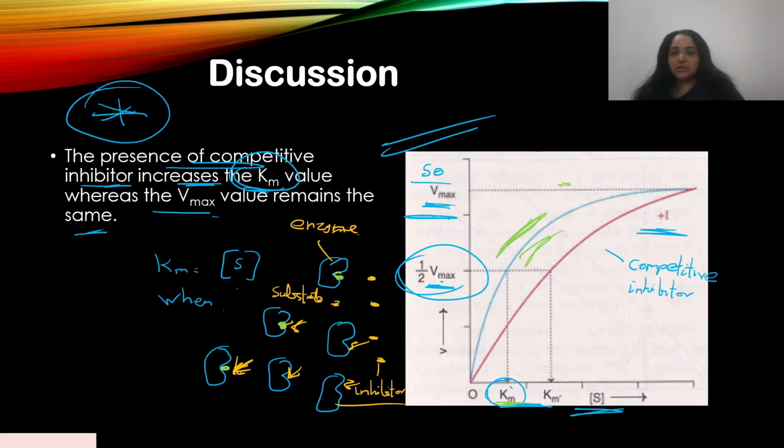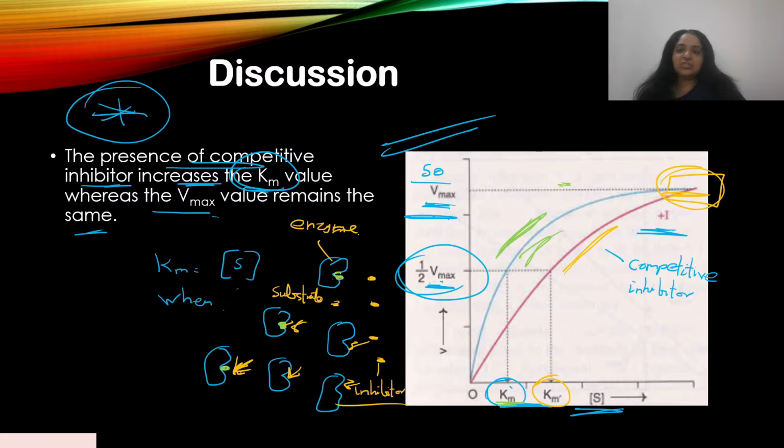So when that happens, this is also again done experimentally. When they added inhibitor, what they noticed is that the Km value increased. The Km value in the presence of a competitive inhibitor increased, whereas the Vmax value remained the same. If you look at the maximum value of the velocity, it is the same. There's no change in both a normal situation as well as the presence of an inhibitor.